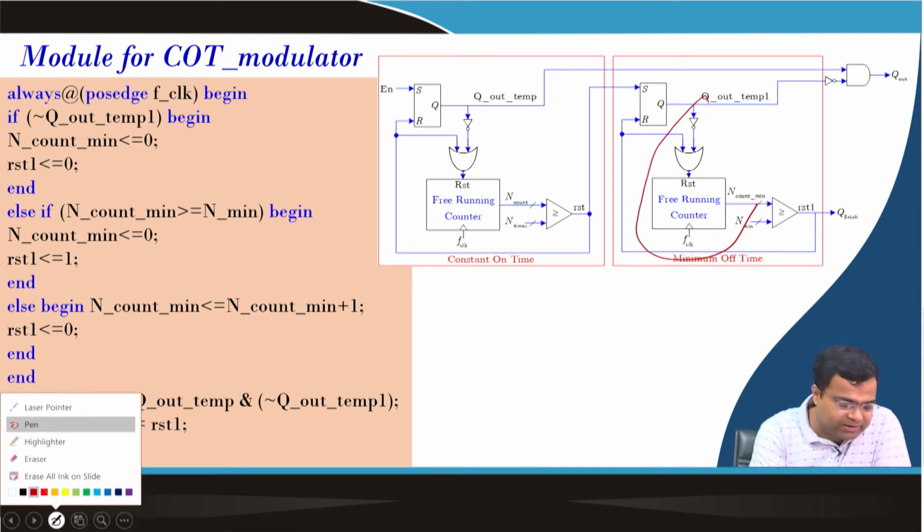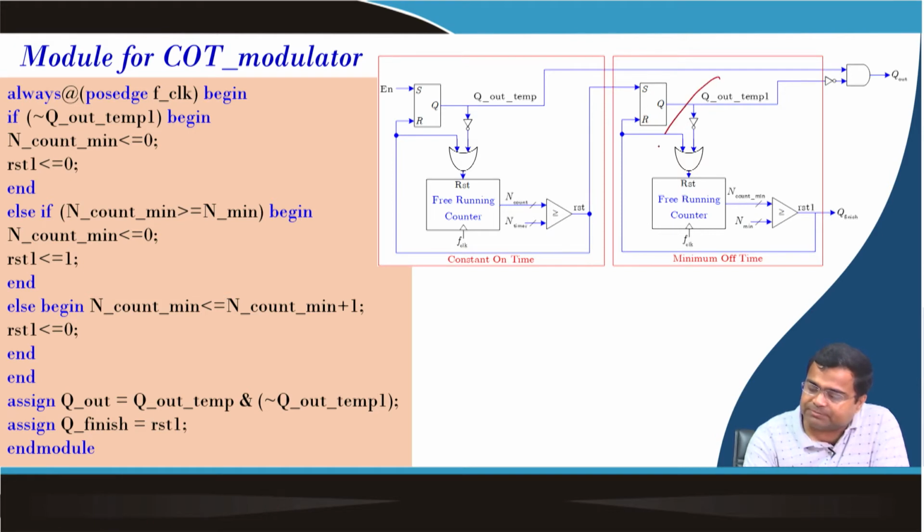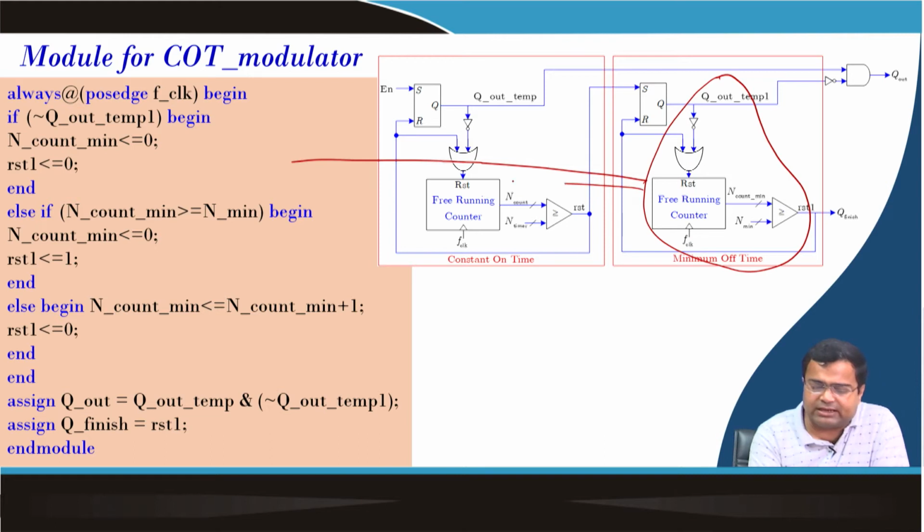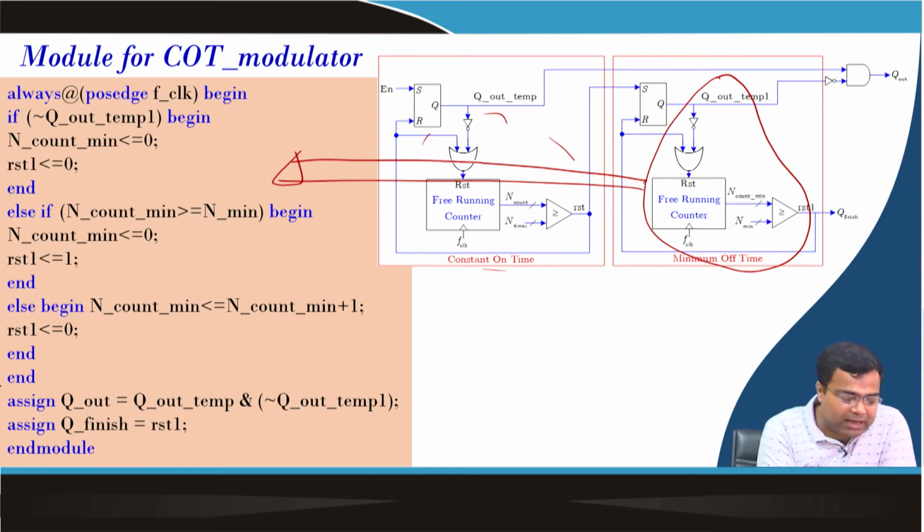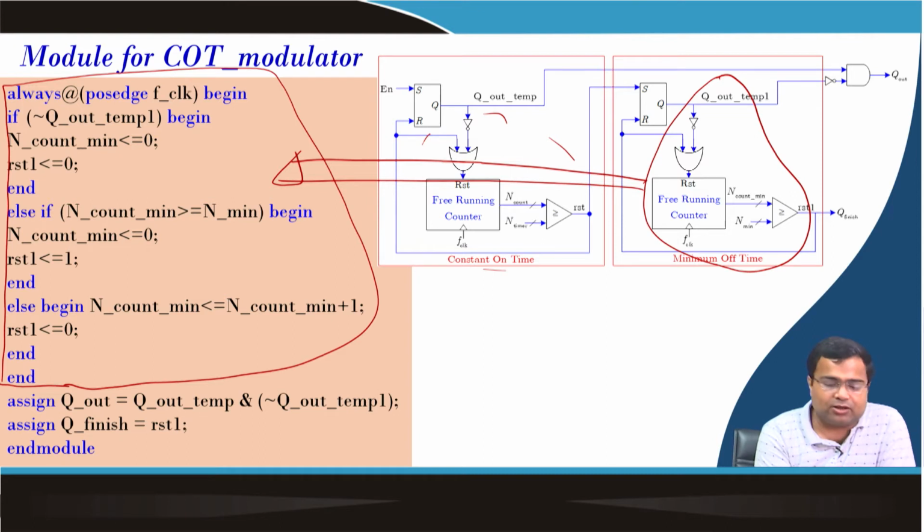We want to implement this particular logic, and this is nothing but this. So, it is the same as this block, where this counter will be 1 or 0. Up to this point, this is the always block, where again it ends in the clock edge.